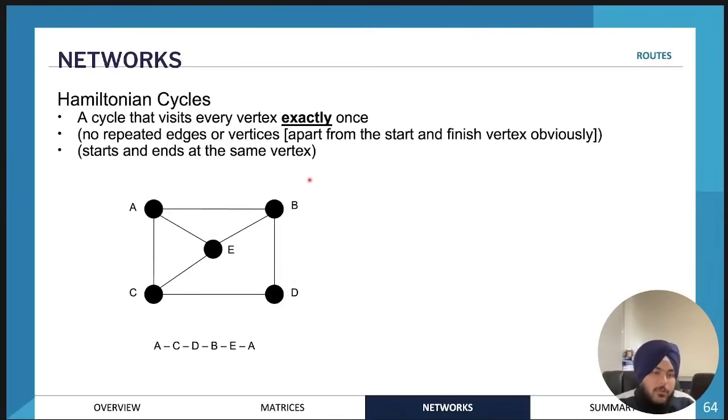A Hamiltonian cycle, however, is a type of cycle where we are visiting each vertex exactly once. The previous one was just an example of a Hamiltonian path. But here we are visiting every vertex exactly once, and we must start and end at the same vertex. So here is an example of a Hamiltonian cycle: A, C, D, B, E, A. So we're not repeating any edges. We don't need to pass through all edges. That's another requirement. We just need to pass through every vertex exactly once.